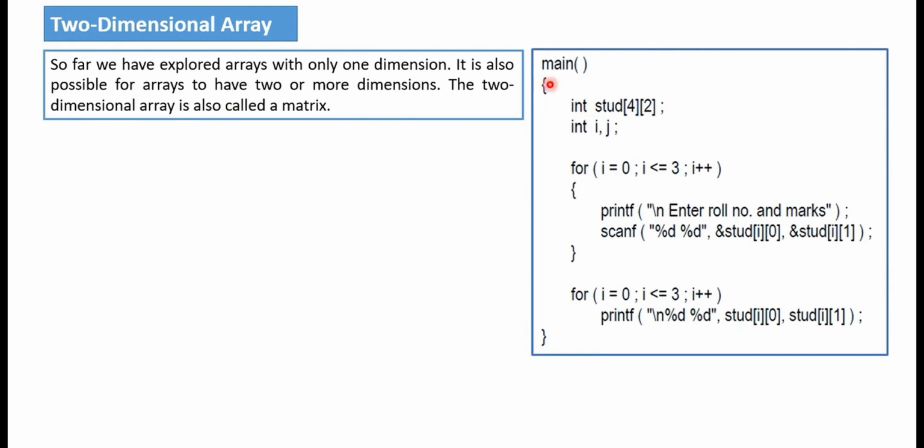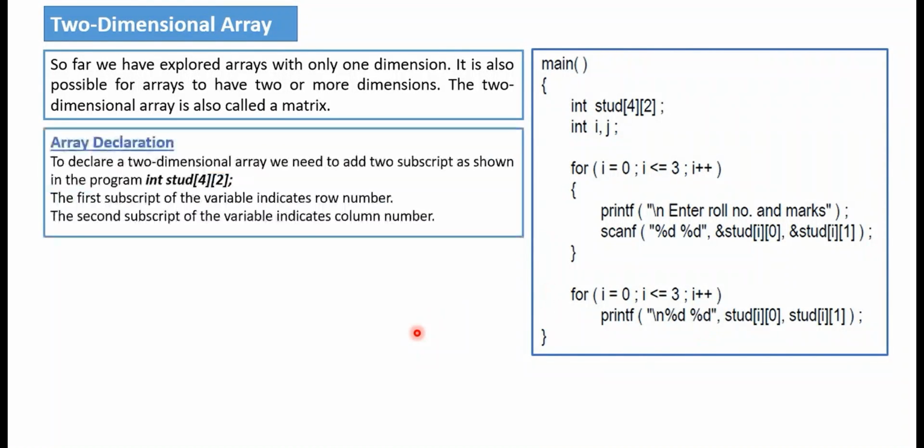Okay, so basically this is an example to demonstrate the declaration, storing the elements and accessing the elements of a 2D array. Okay, so array declaration. Now to declare a 2-dimensional array, we need to add 2 subscripts as shown in the program. So here you can see int stud[4][2]. Okay, so we have mentioned 2 sizes. The first subscript of the variable indicates the row number and the second subscript indicates the column number. So basically, if you remember, the matrix is a row and column representation of elements. These 2 values of size, that is 4 and 2, are the row and column values.